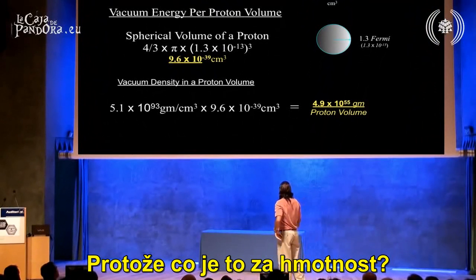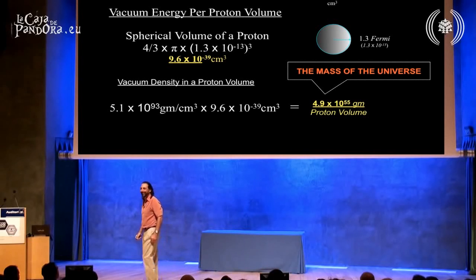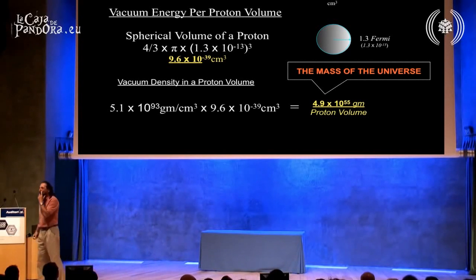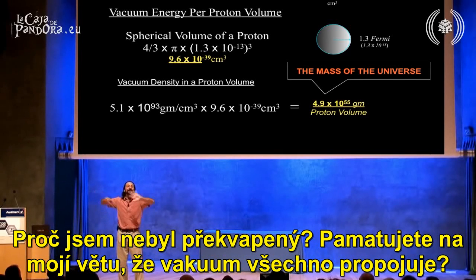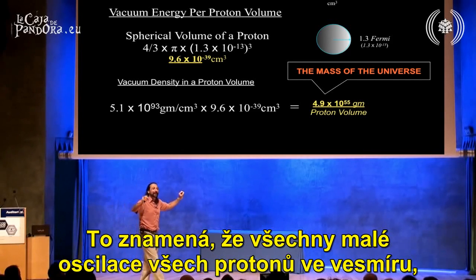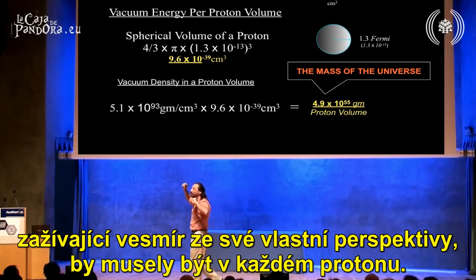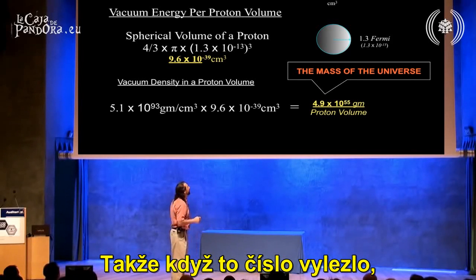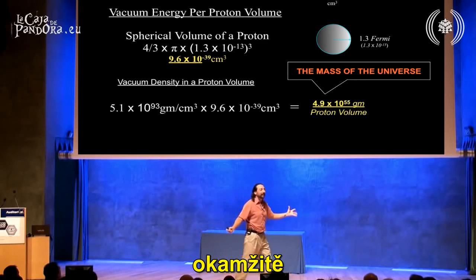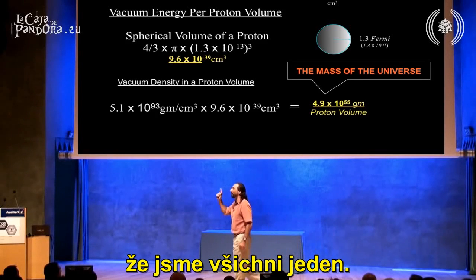Because what is that mass? The mass of the universe. Why was I not surprised? Remember my statement? The vacuum connects all things. So that means that all the little oscillations of all of the protons in the universe, experiencing the universe from their own perspective, would have to be in each proton for the vacuum to know what everything is doing. So when that number came out, it right away mathematically proved that we are all one.